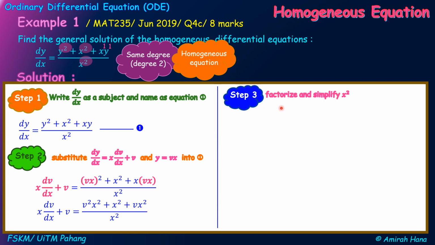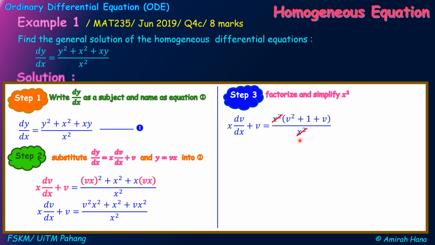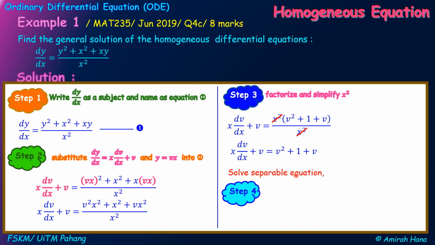Then step 3, factorize and simplify x squared. If we have a homogeneous equation with degree 2, we can simplify x squared. From here, we have terms containing x squared in the numerator, so we can factorize x squared. In the bracket we have v squared plus 1 plus v, and the denominator is x squared. We can simplify x squared from the numerator and denominator. So after we simplify, we have x dv over dx plus v equals v squared plus 1 plus v. Then we can solve using a separable equation.